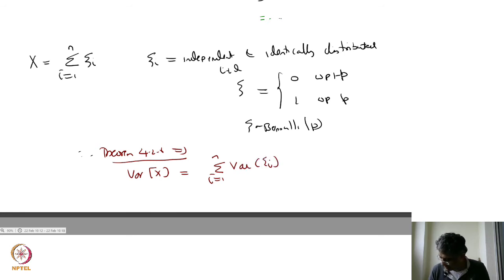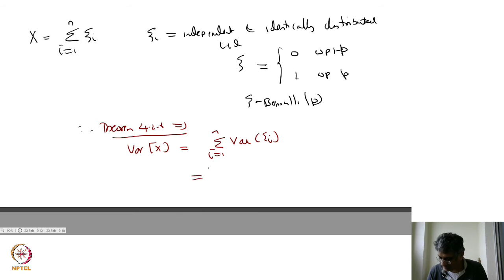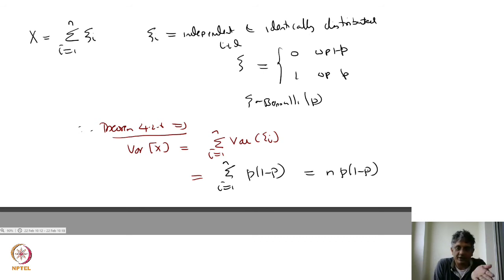But from the above calculation, we know that this is the same as the summation from i equal to 1 to n, where each of them is p times 1 minus p. They're all constant, so the variance is n times p times 1 minus p. Of course, you could have got it from the previous formula as well, but I'd like to do it this way.